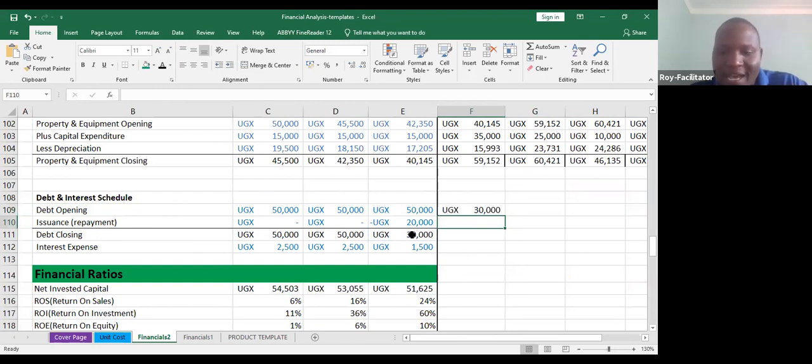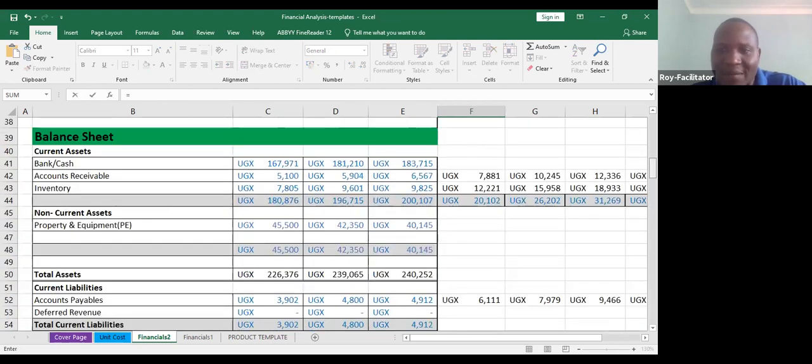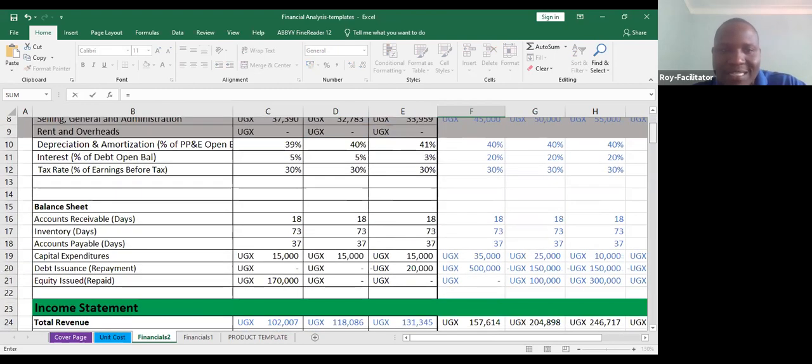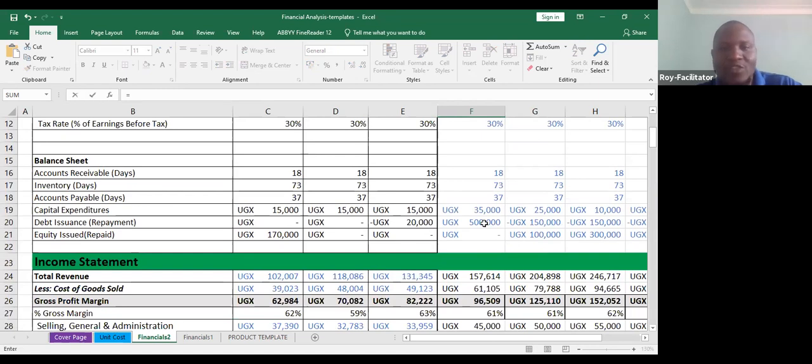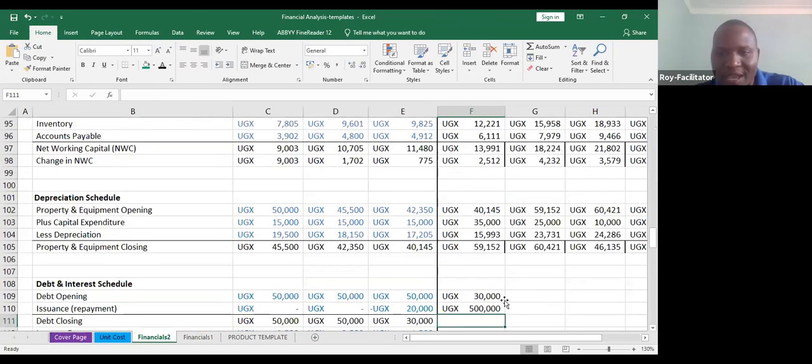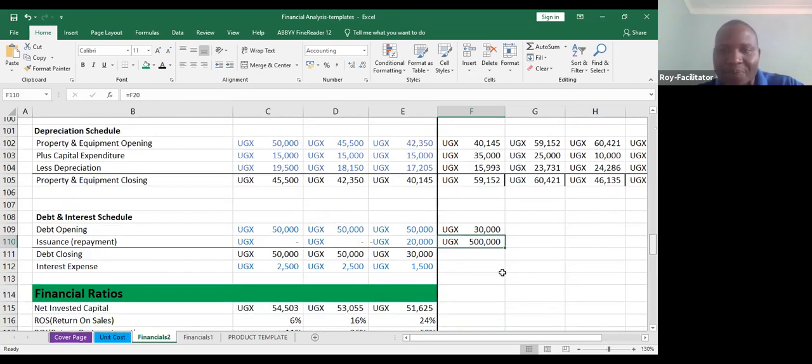Then I will say I plan either to borrow or not to borrow. So I'll go and pick from the assumptions. Did I plan to borrow this year? I'll just pick whatever I planned to do. You can see I plan to borrow 500K, so I'll just pick the 500K. It is already indicated that I plan to borrow.